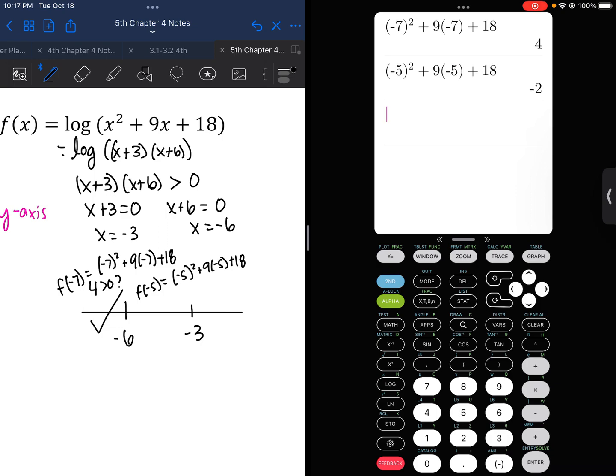Okay, so that one's -2. So this is saying, can we take the log of -2? We cannot. That one will not work. We do it for the same thing over here.